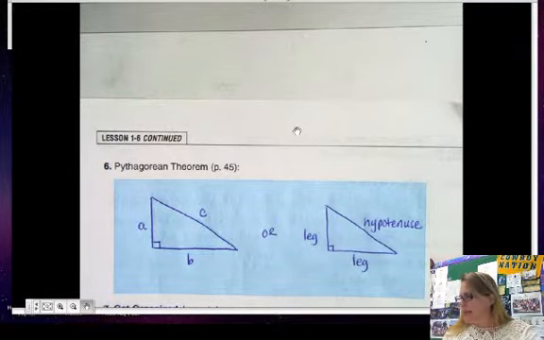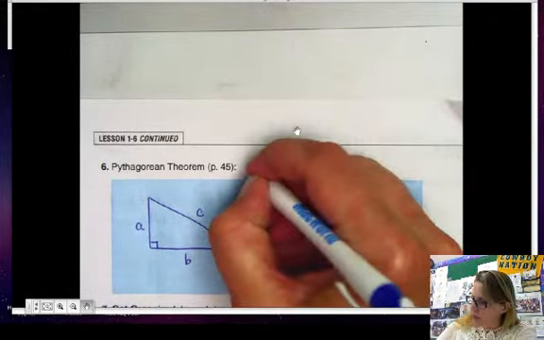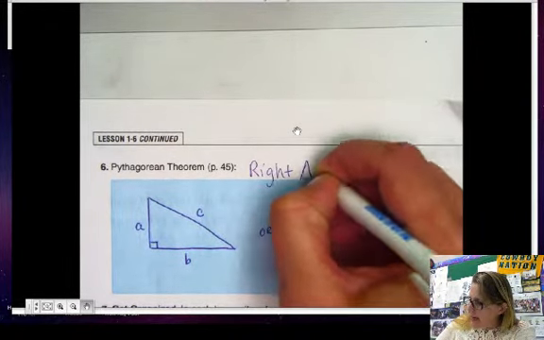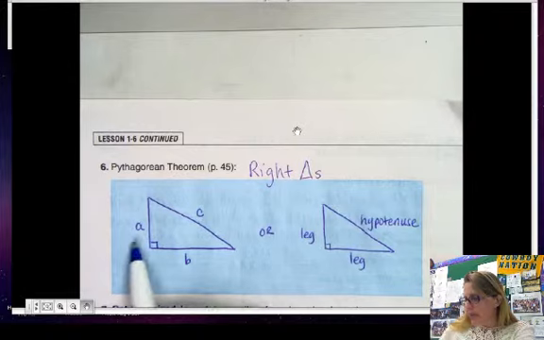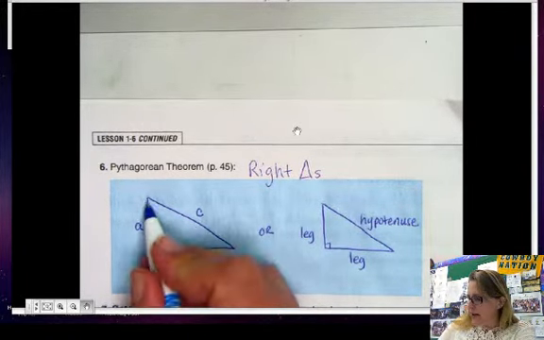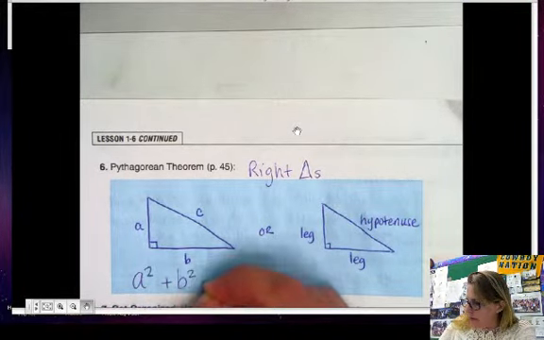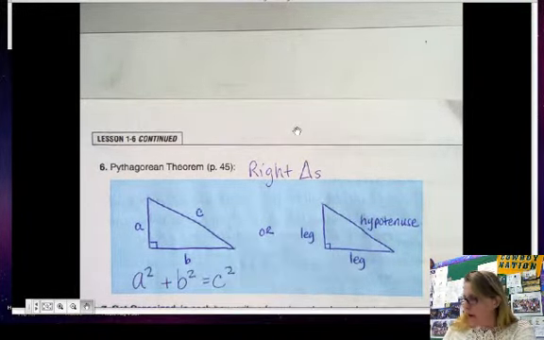So the Pythagorean Theorem is something that I know you've learned before. And the Pythagorean Theorem is if you have any right triangle, so it only works for right triangles. If you have any right triangle, you can have a formula that does something like this. You have a squared plus b squared equals c squared.